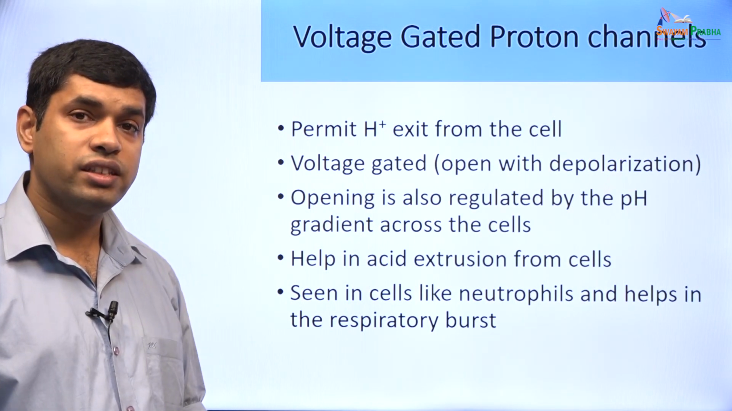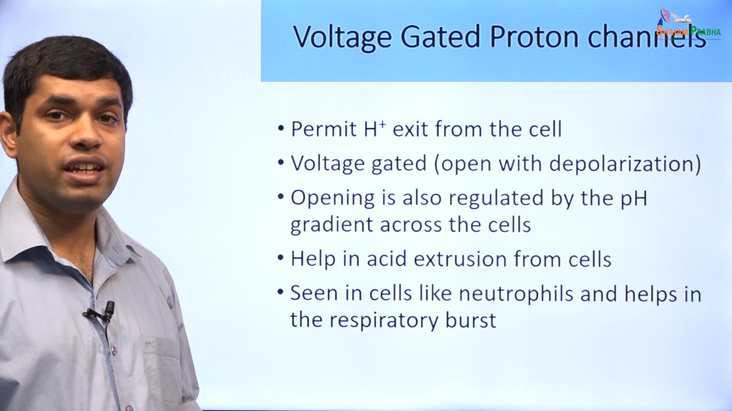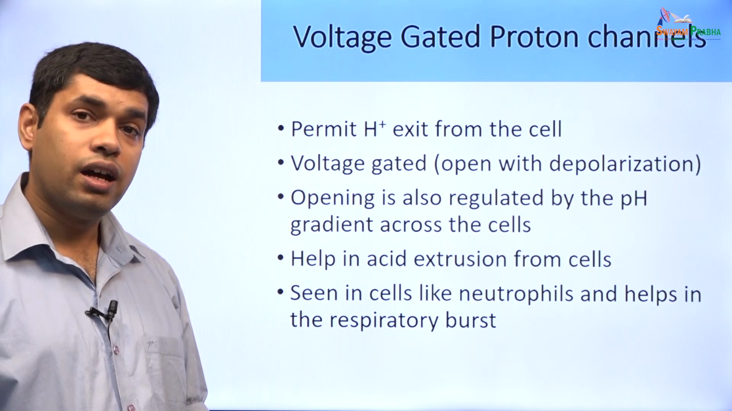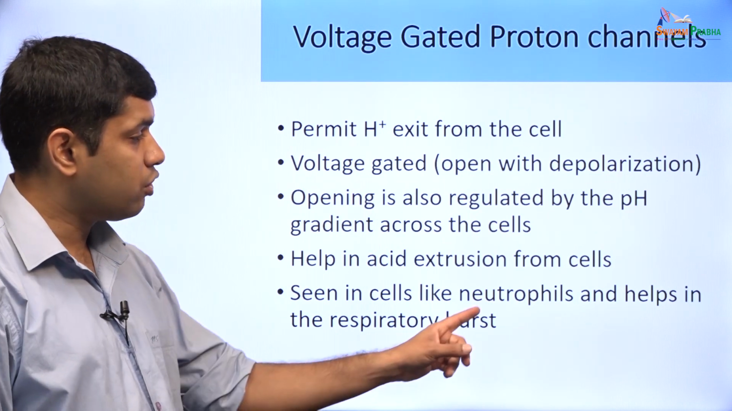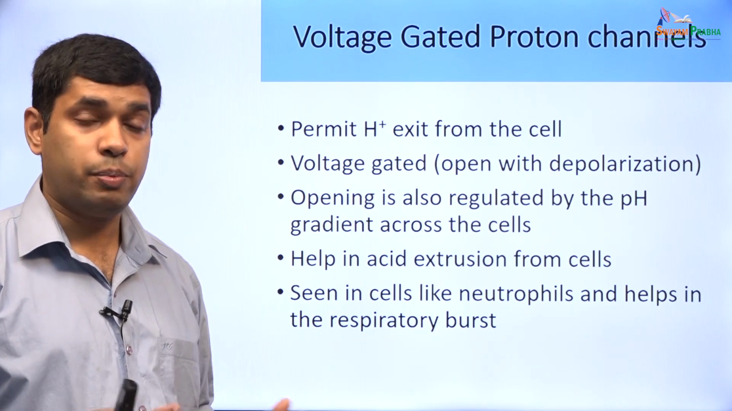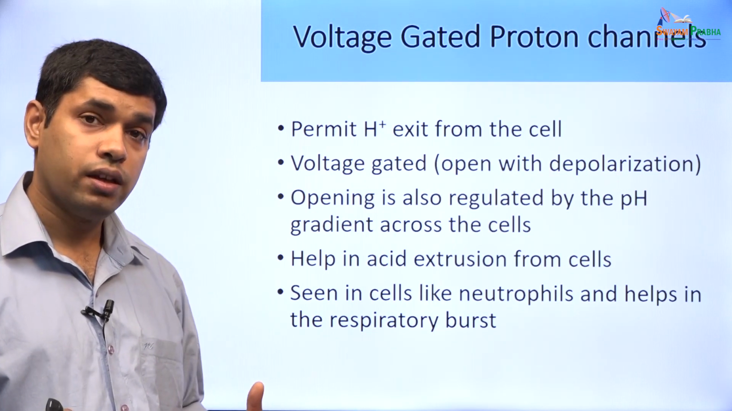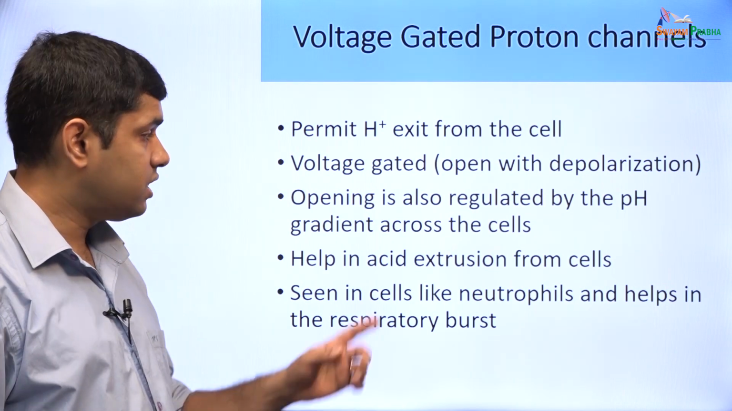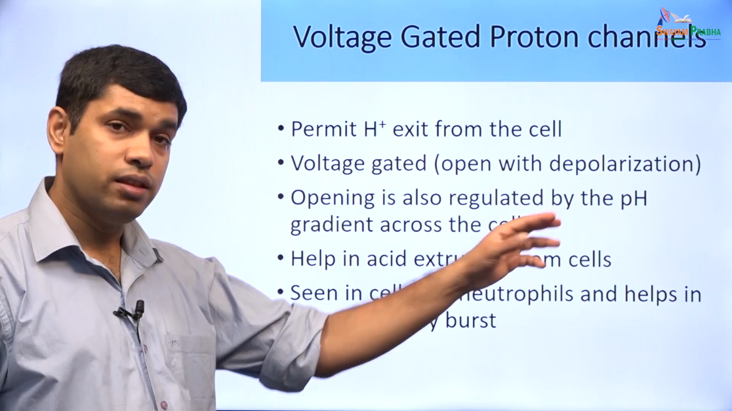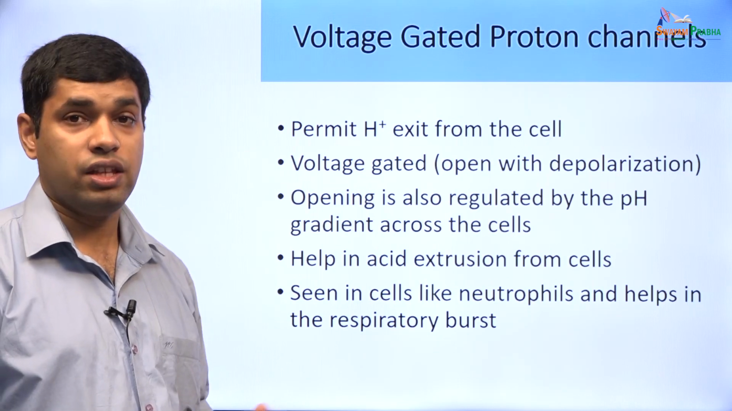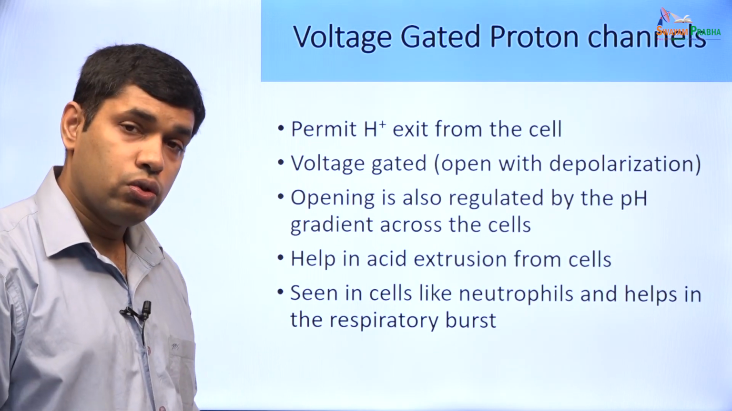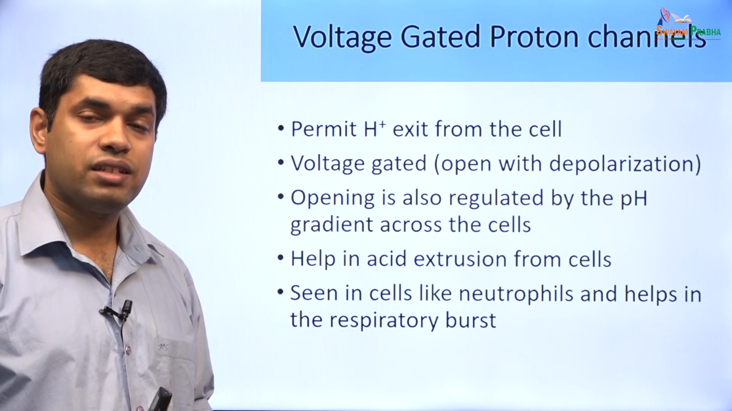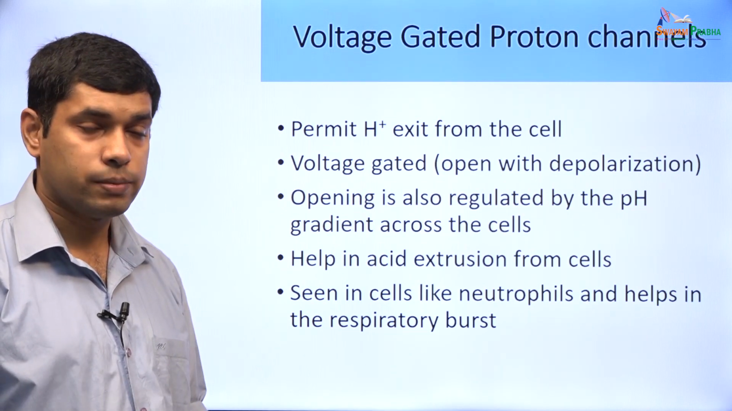Okay. The next channel that we will be discussing is the voltage-gated proton channel. Now, these are present in certain cells like the neutrophils. They help in the respiratory burst, and they permit the exit of protons from the cell. Interestingly, these are regulated by the pH gradient, and they are voltage gated. So these are both voltage gated as well as affected by the pH gradient across the cells.